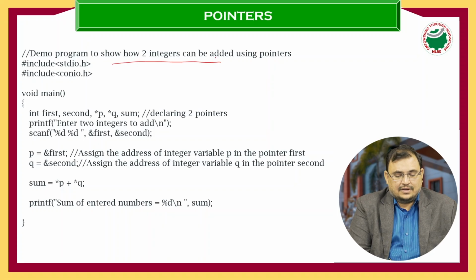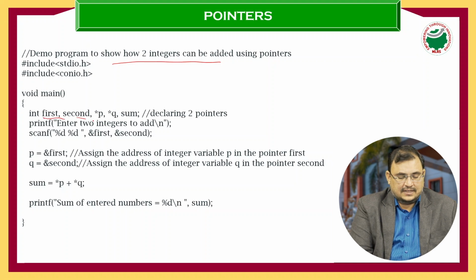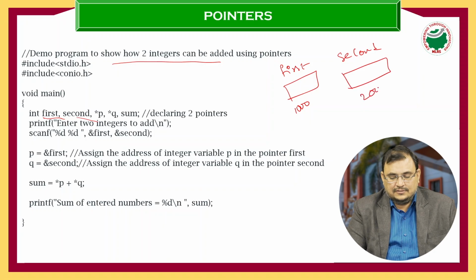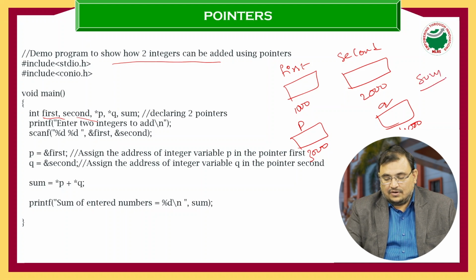Now consider another example of how pointers are used in programming: addition of two integers using pointers. I am taking first and second as variables. Assume first has address 1000, and second has address 2000. p is a pointer with address 3000, and q is also a pointer with address, assume, 4000. So p and q are pointers, first and second are variables, and we also have another variable called sum. Assume the sum address is 5000.